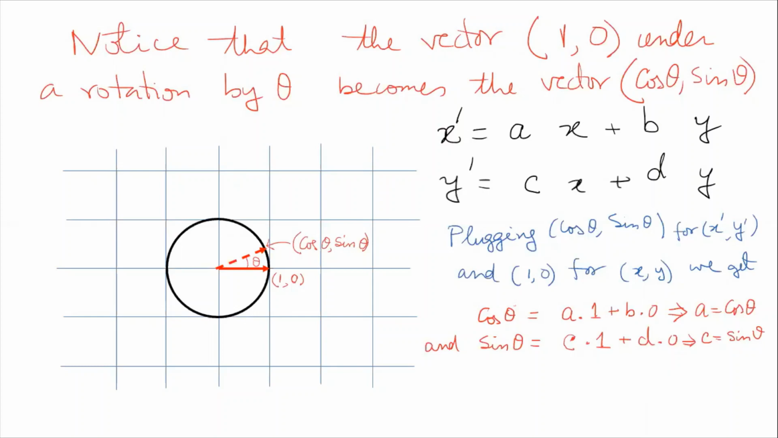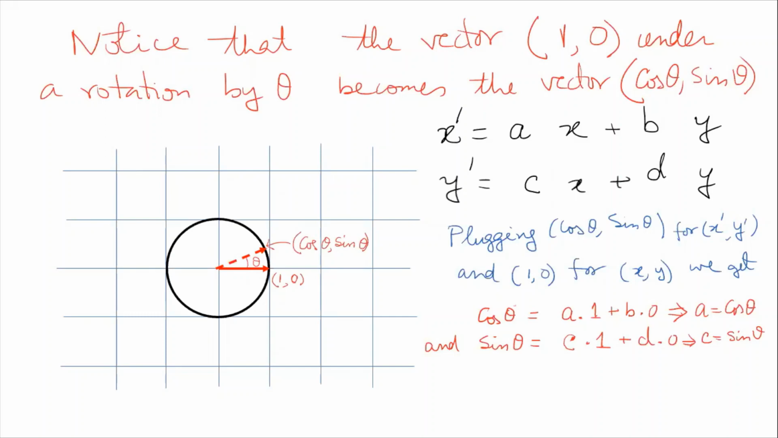So we're now beginning to determine the values of a, b, c, and d. You say x prime equal to cos theta, so you get cos theta equal to a times 1 plus b times 0, because the coordinate of the original vector was 1, 0. So you get a equal to cos theta. Exactly in the same way, by plugging in the value of y prime, which is sin theta, you get sin theta equal to c times 1 plus d times 0. So you get c equal to sin theta.